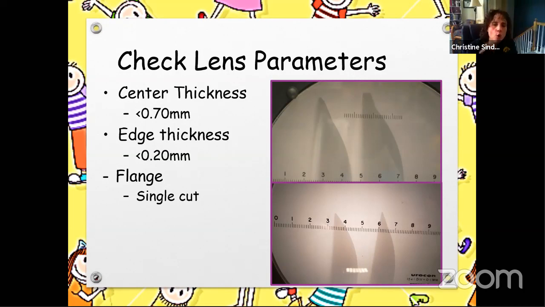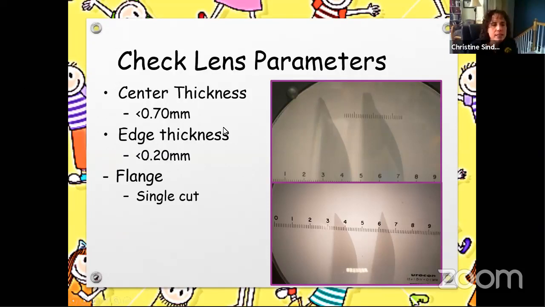So for all corneal gas permeable lenses, you want to make sure that you get the center thickness down to or below 0.7 millimeters thick. Even with a very high powered lens, you can adjust that center thickness by adjusting your optic zones and the asphericity on the lens. You want to make sure that your edge thickness is less than 0.2 millimeters. And then you want to make sure that you design a lens that has a flange on it.